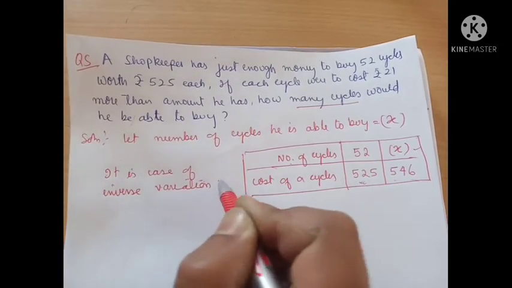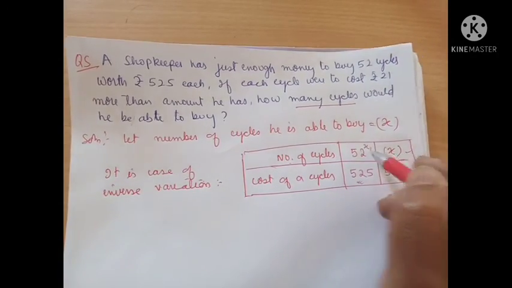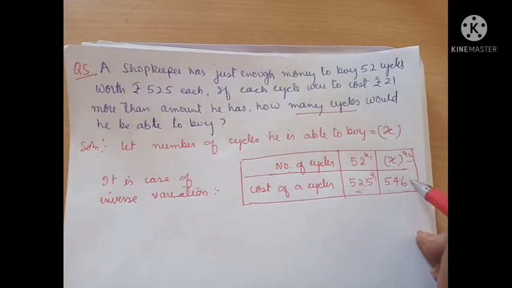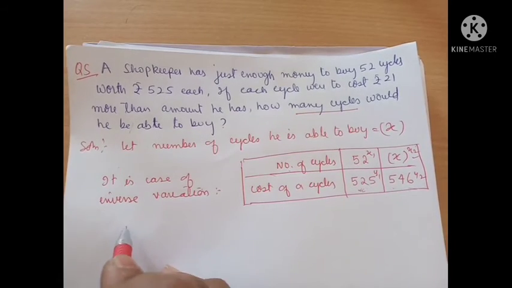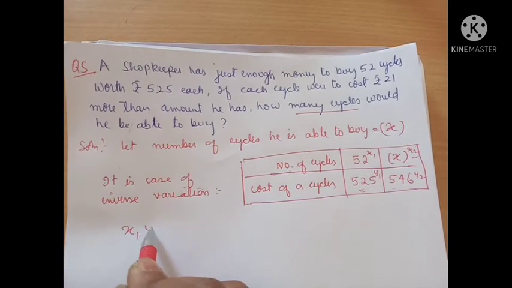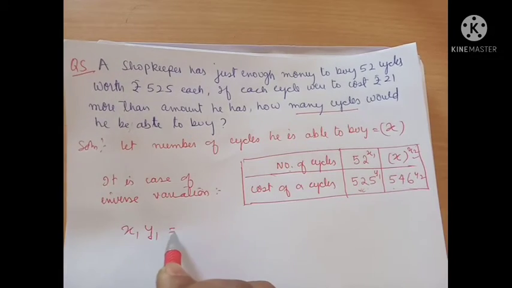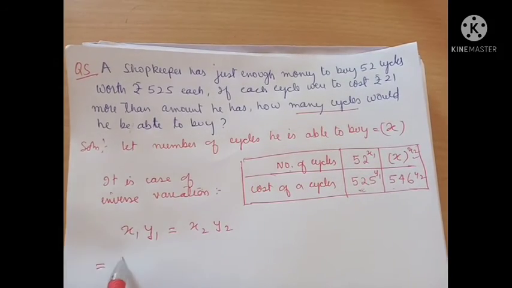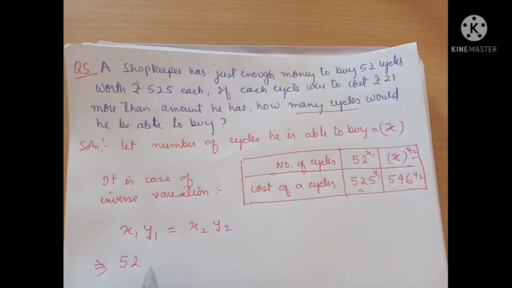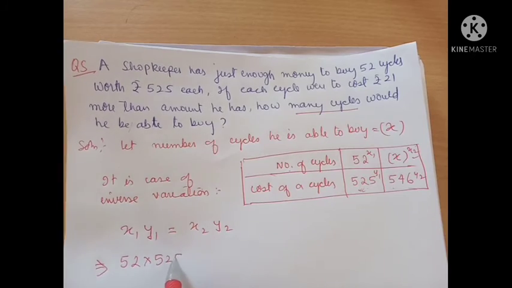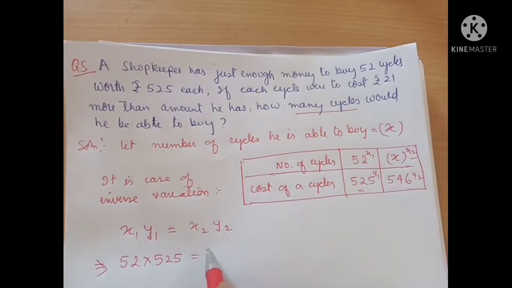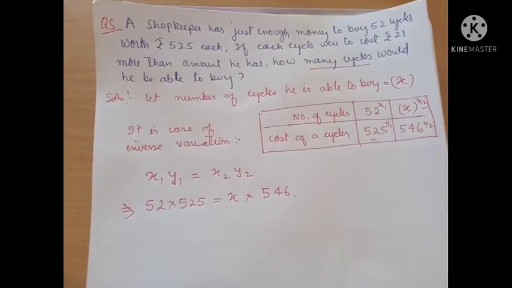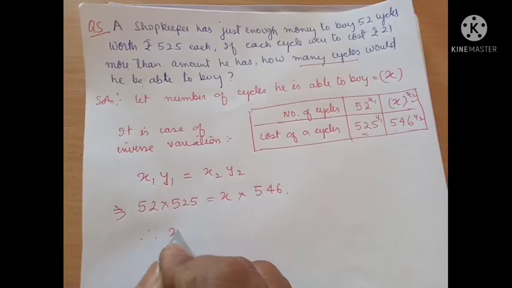Inverse variation. Here we have x1, this will be y1, x2, this will be y2. We come from the formula x1 y1 is equal to x2 y2. Here x1 is 52 and y1 is 525, x2 is x and y2 is 546. Okay. Now we are going to find out the value of x.